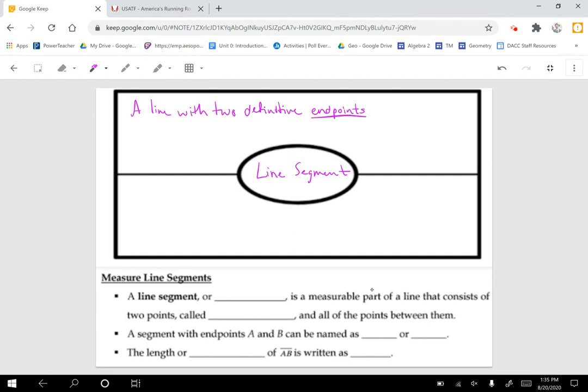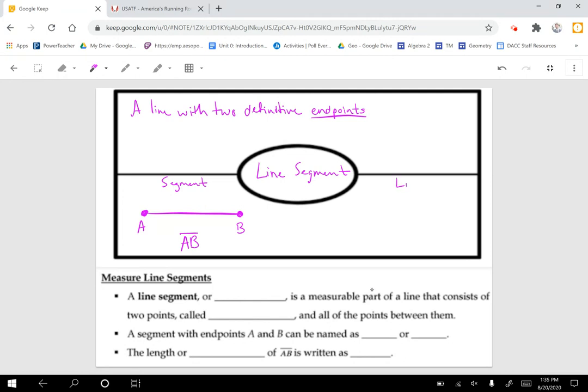So if you want to look at an example of a line segment, the points are the ends. It does not extend beyond A and B. The way that we would write this is a line on top of AB. So I'll put segment here.